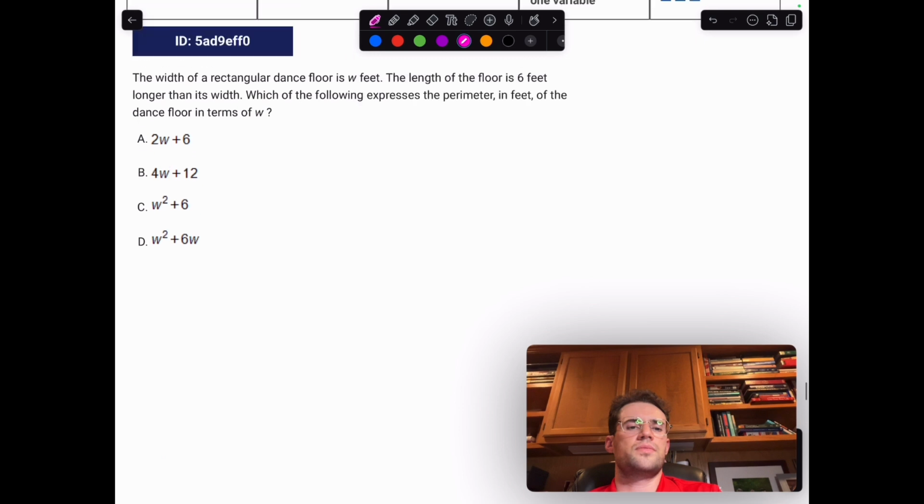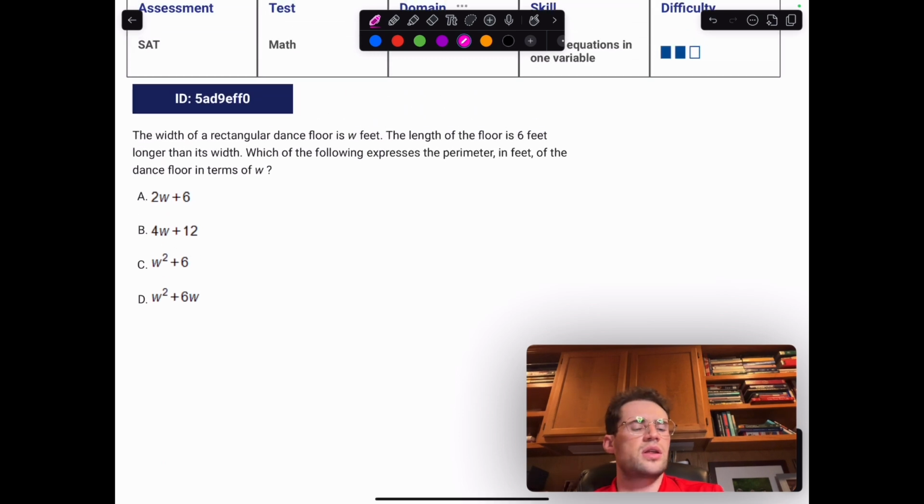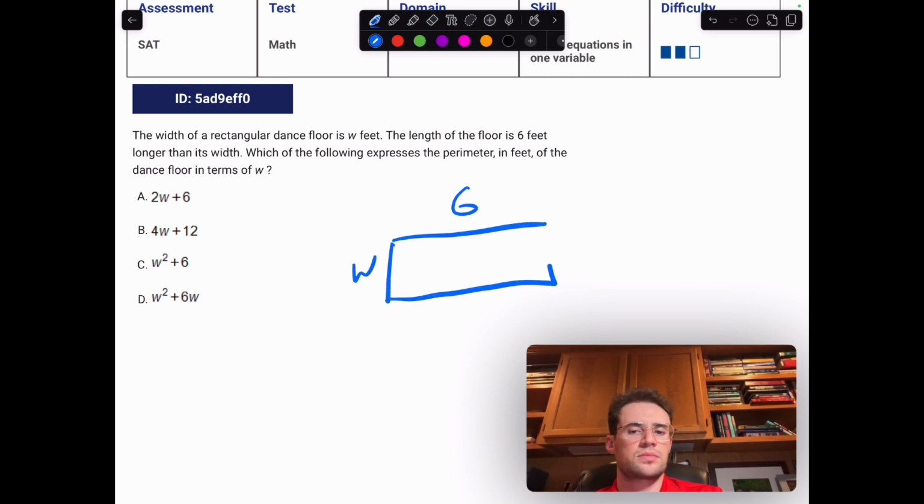All right. Here we have the width of a rectangular dance floor is w feet. So the width is w feet. The length of the floor is 6 feet longer than its width. So it's 6 plus w. So we still don't know what the length is. We just know it's 6 longer than w. Which of the following expresses the perimeter in feet of the dance floor in terms of w?